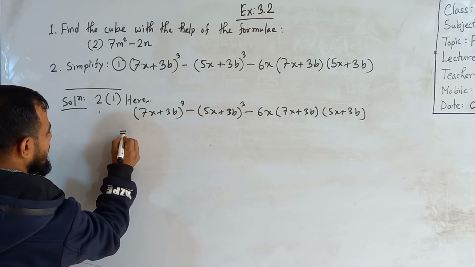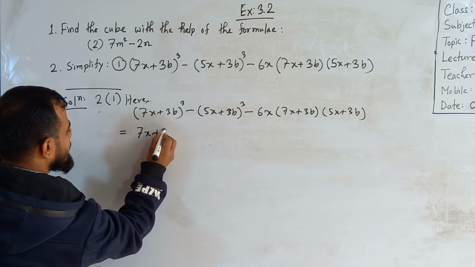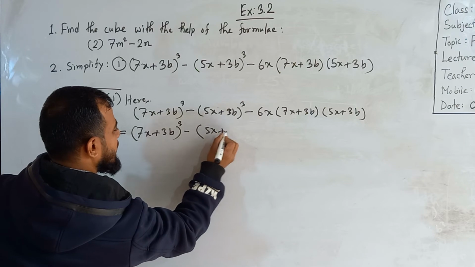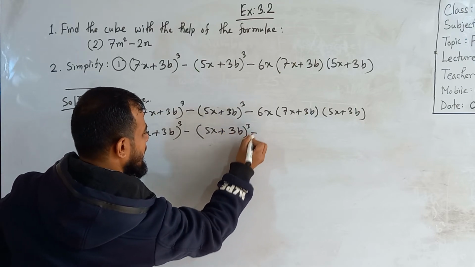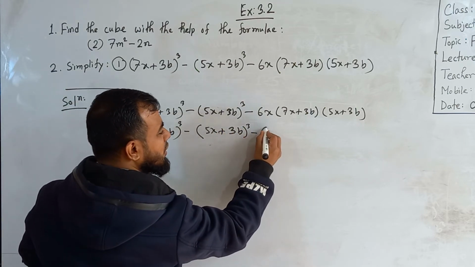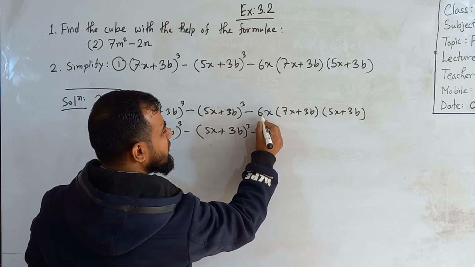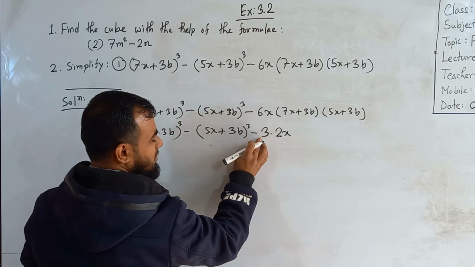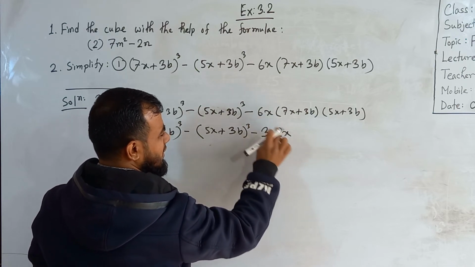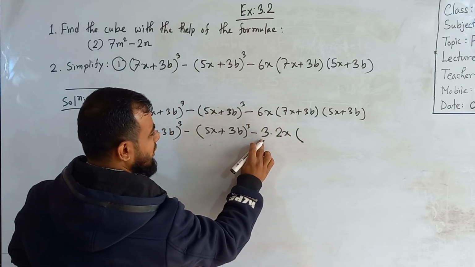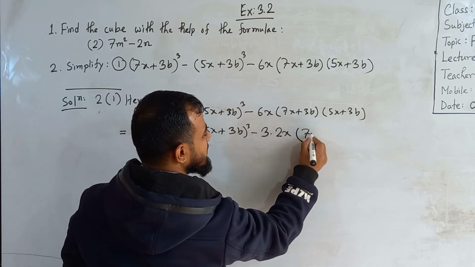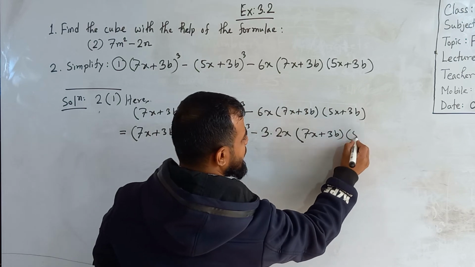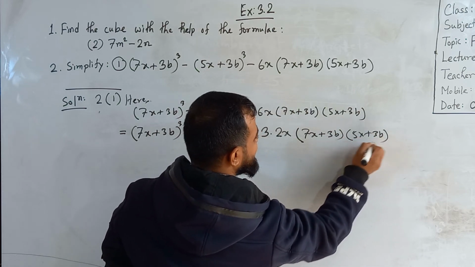So here we need 3, and 2x is separate. So separate this one. It's (7x plus 3b) whole cube minus (5x plus 3b) whole cube minus, we need 3ab, we need 3 actually here. From 6x, if we take 2x separately, then we can take 3. So 3 multiplied by 2x is 6x. And this one is unchanged, a and b: (7x plus 3b) into (5x plus 3b).